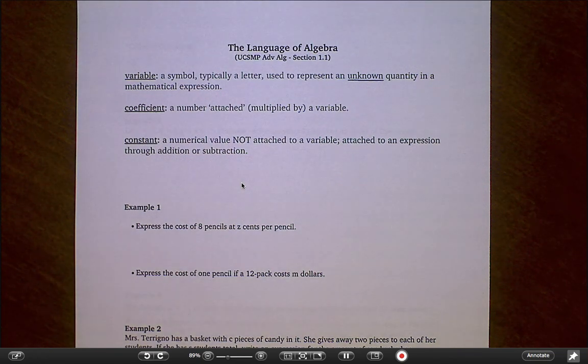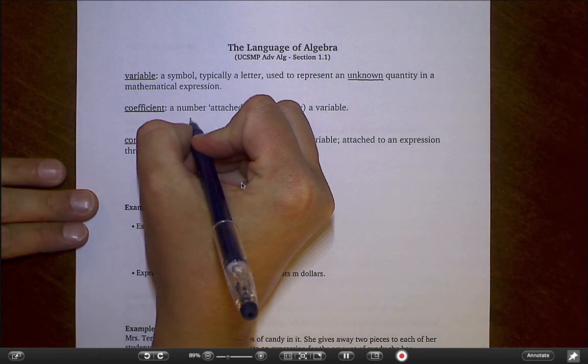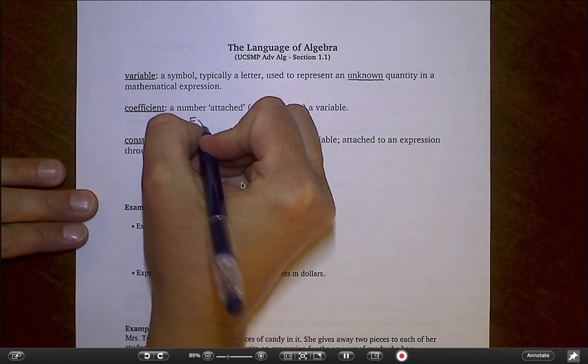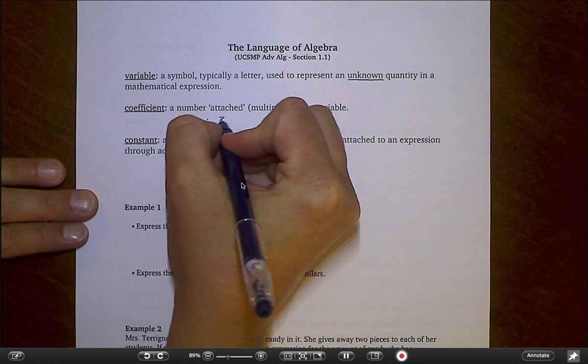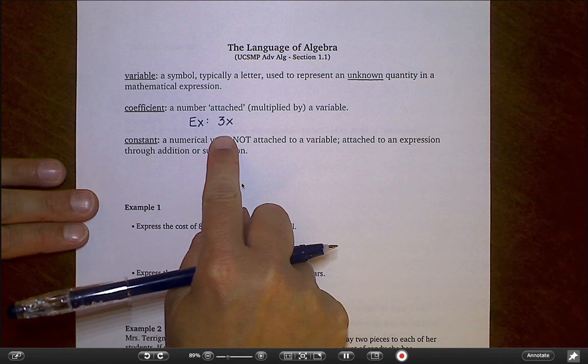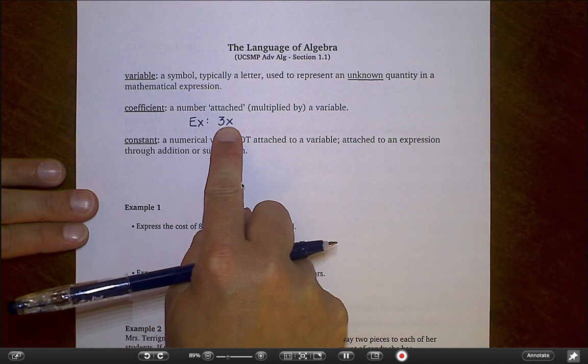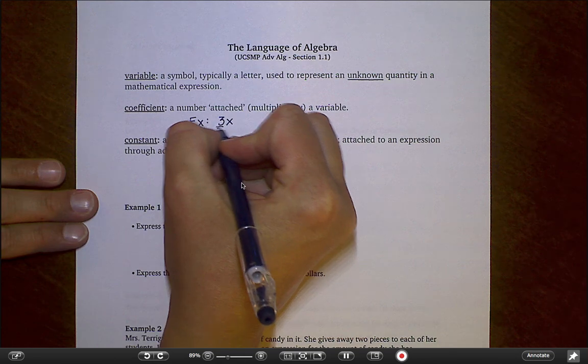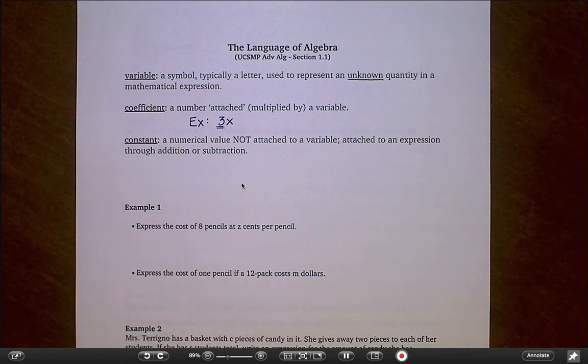Okay. Coefficient. Now this is a thing that you are familiar with, but maybe aren't familiar with the wording. When I say coefficient, that's the number that's attached to a variable. And when that number is attached, it means that it's being multiplied. So, for example, if you see something written like 3x, this is a multiplication problem. This is 3 times whatever the unknown value is. The 3 is the coefficient.